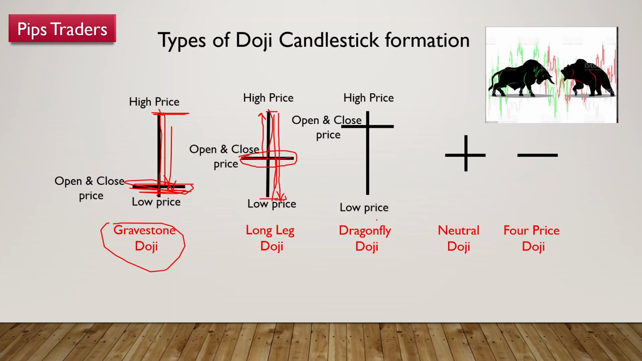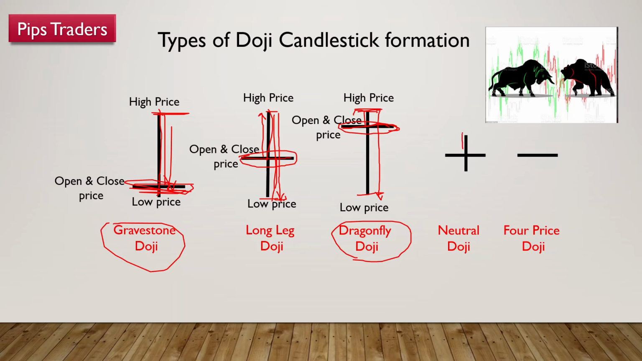Next we have dragonfly doji, and here the market opened on the higher level. It tried pulling up. It couldn't sustain on the higher level. Again the bearish started entering in and tried to bring the market down. And then again the bearish couldn't close it here. It shows both the bearish and the bullish couldn't sustain the market, and it closed at the same level as the opening price.